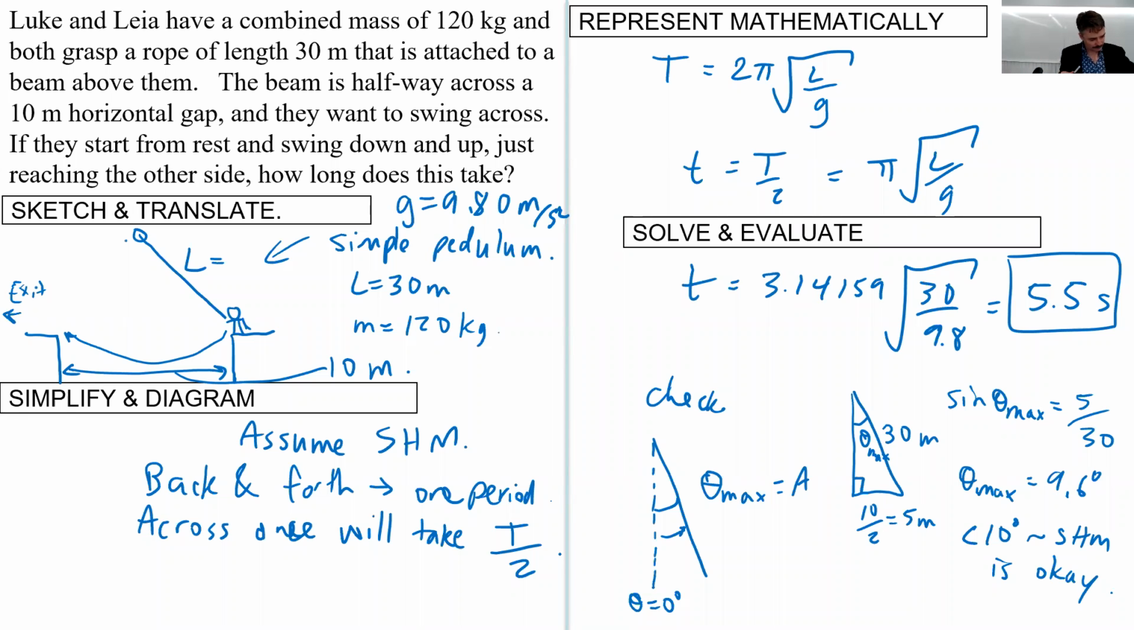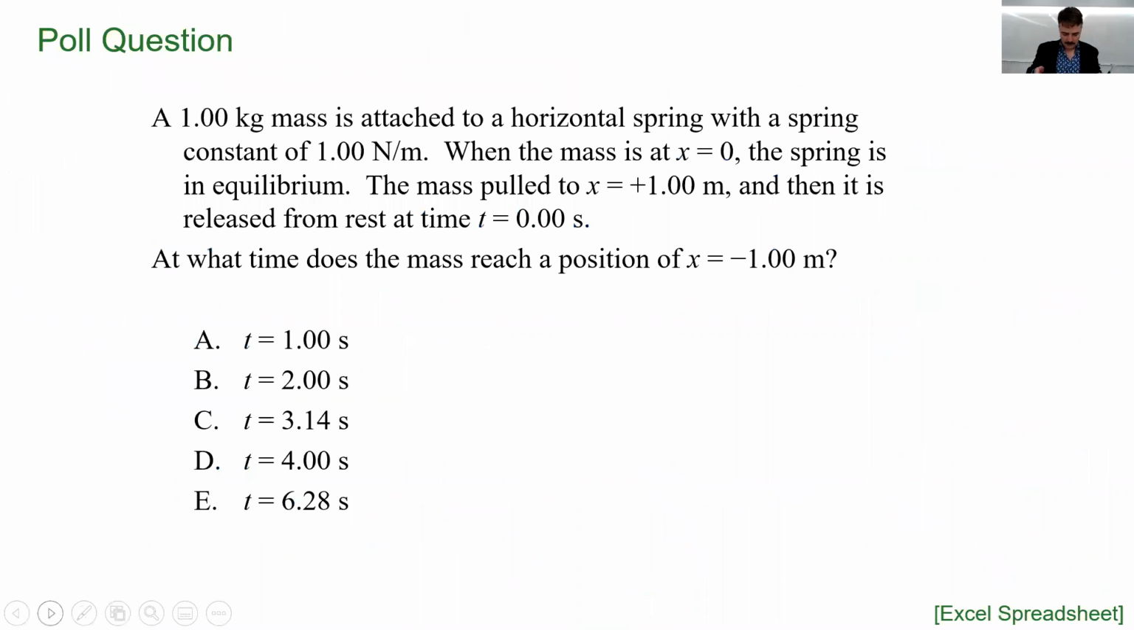It's good short form. Okay, I think we got another poll question coming up. So a 1 kilogram mass is attached to a horizontal spring with a spring constant of 1 Newton per meter. When the mass is at x equals 0, the spring is in equilibrium. Then the mass is pulled to x equals plus 1 meter, and it's released from rest at a time t equals 0. This is my Excel spreadsheet from last time. The question is, at what time does the mass reach a position of x equals -1 meter? It starts at plus 1, gets down to -1. How much time should that take?